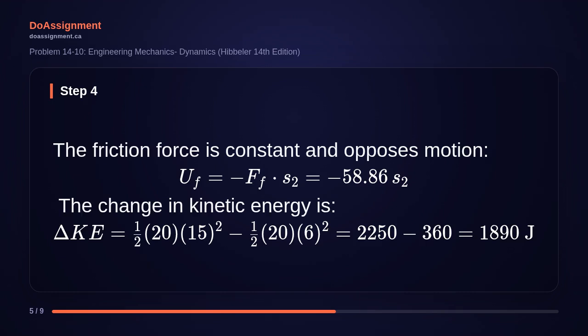The work done by friction is negative 58.86 times s sub 2 because the friction force is constant and acts opposite to the displacement. The change in kinetic energy is 1/2 times 20 times 15 squared minus 1/2 times 20 times 6 squared, which gives 2250 minus 360 equaling 1890 joules.